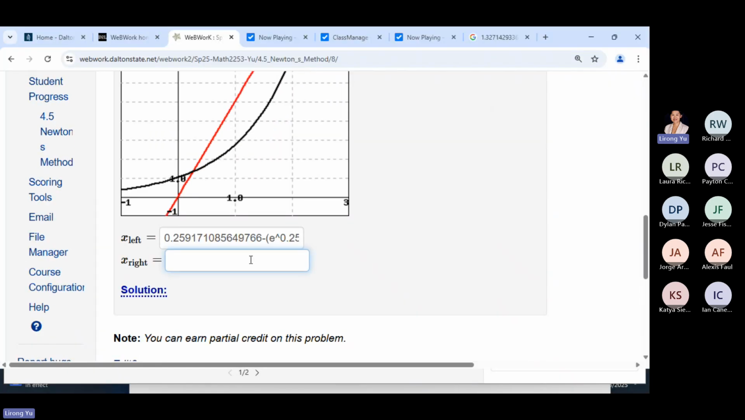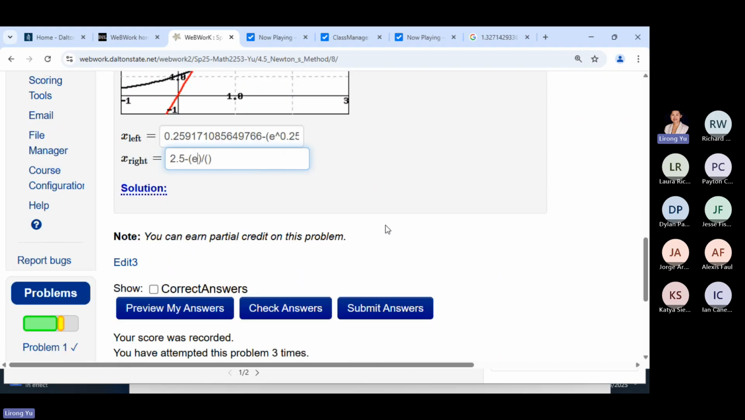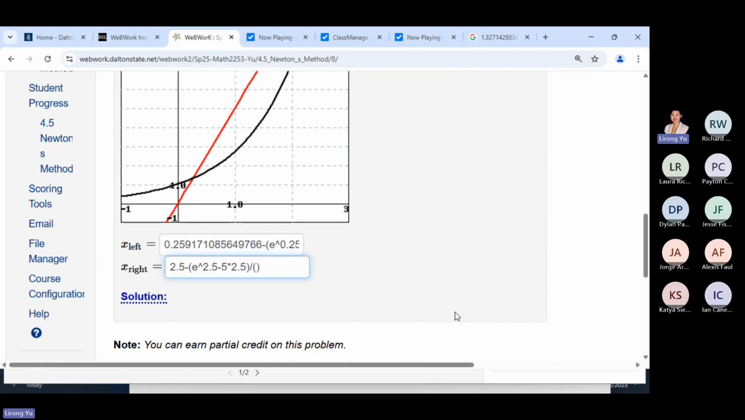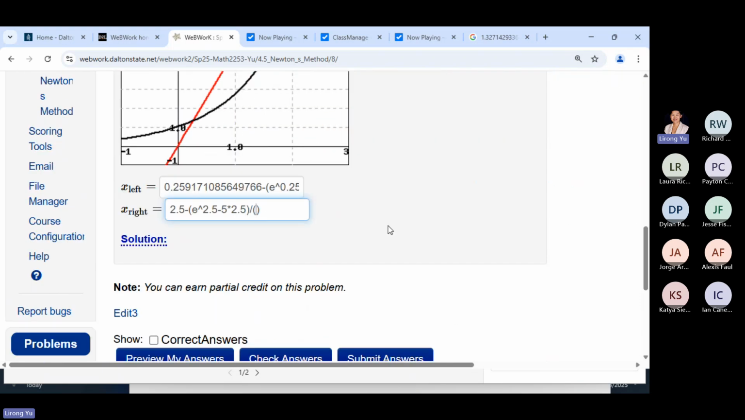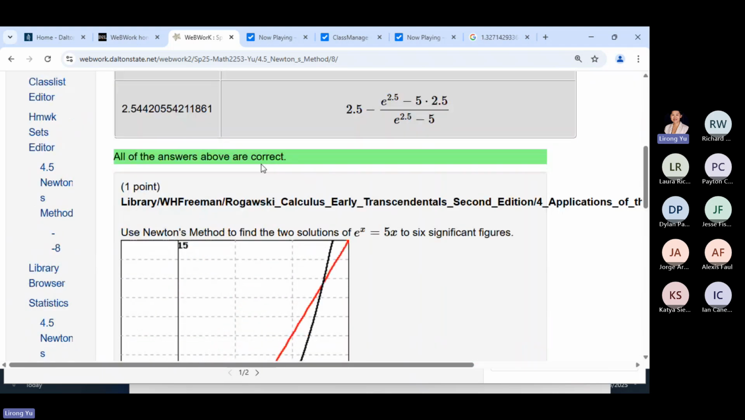So what Newton's method is saying: identify a close enough answer, subtract the function value divided by the derivative value. The function value is e to the x minus 5x. So you go e to the 2.5 minus 5 times 2.5. Denominator is e to the x minus 5, so it's e to the 2.5 minus 5. So that will allow us to calculate one number. Let's see. That's already close enough.